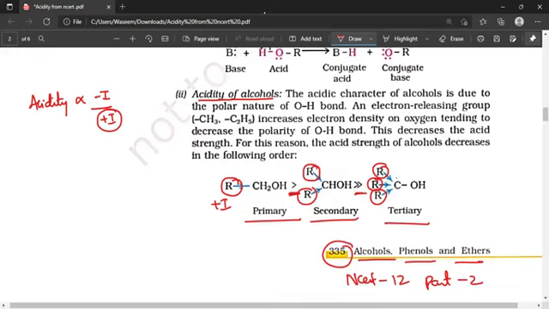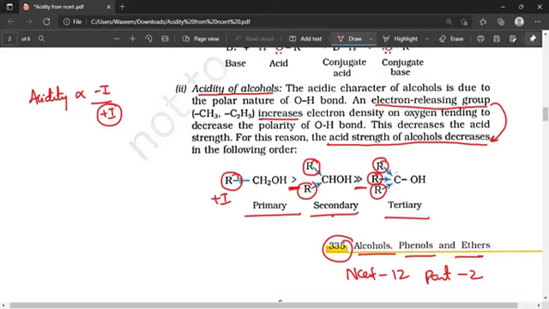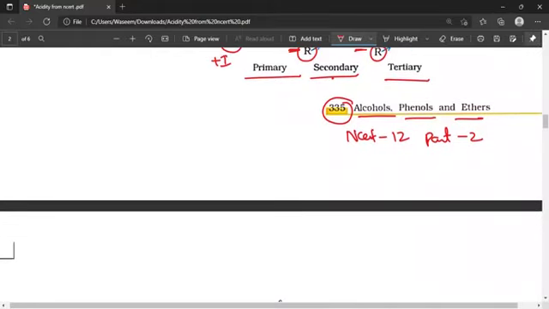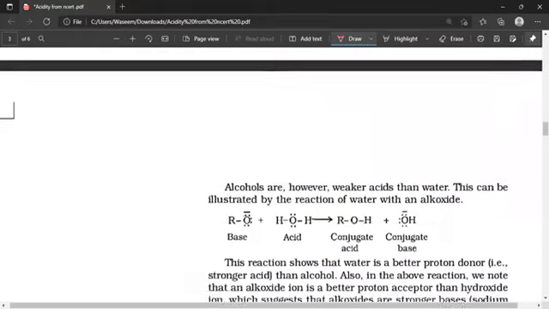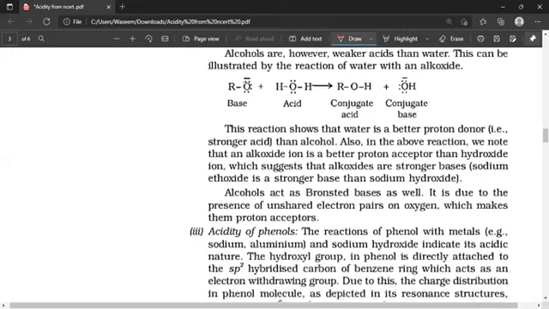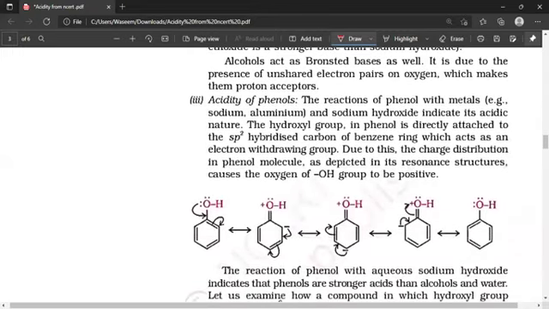So he is mentioning here that the acidic strength of alcohol decreases with electron releasing groups. As the electron releasing groups increase, acidity decreases. This is what is given here. Primary, secondary, and tertiary. This is about the acidity of alcohols. So when I move further, the acidity of phenols is being discussed. Now, acidity of phenols.